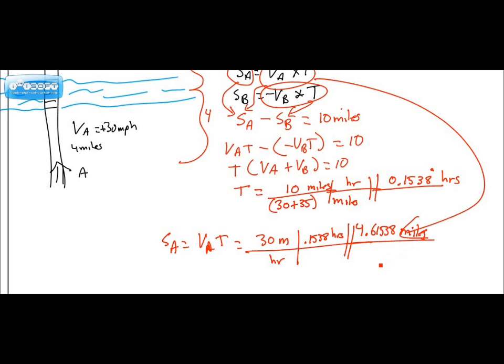What does that mean? Because it was only 4 miles away from the bridge to start with, they're going to hit 0.61538 miles from the bridge. And being that that's a positive number, that means they're going to hit north of the bridge.